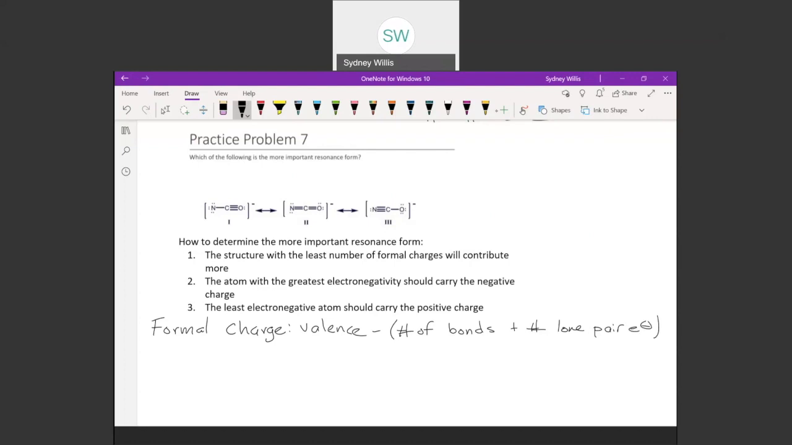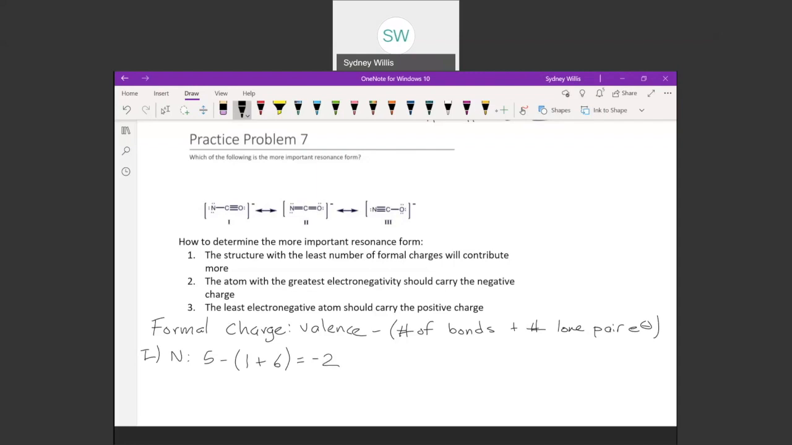So I'll do these examples. So if you have structure number 1, let's do nitrogen first. So if we're looking at nitrogen, the number of valence electrons nitrogen should have is 5 minus the number of bonds. So nitrogen is bonded only once to carbon. So its number of bonds is 1 plus the number of lone pair electrons. In this case, it has 3 lone pairs. So there are 6 lone pair electrons. So the formal charge of nitrogen is equal to -2.